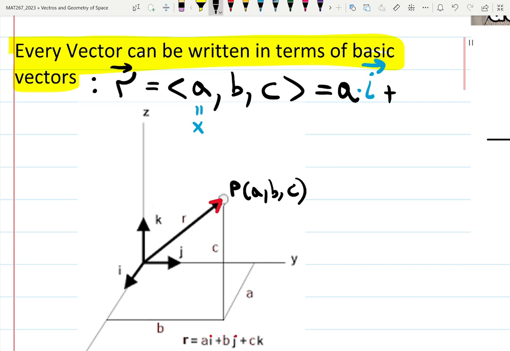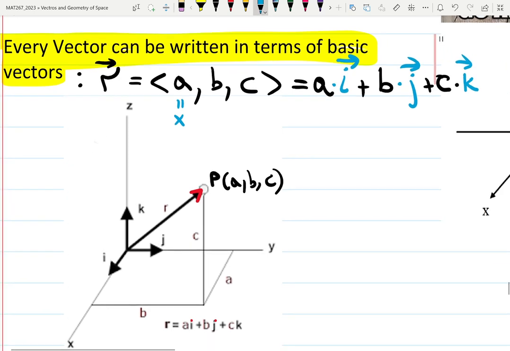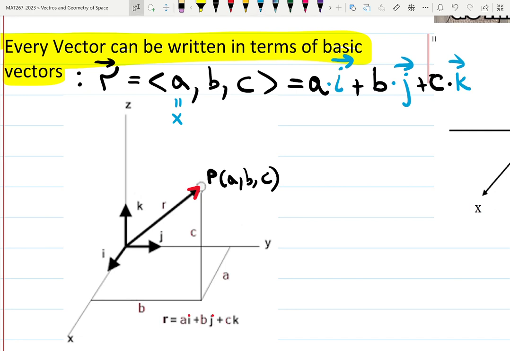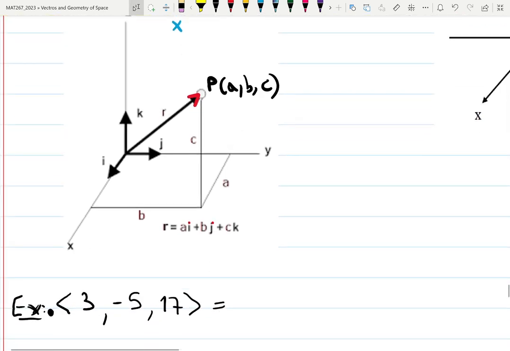Same with B. B is scaling up or down. Up and down means bigger or smaller. Let's not use this terminology in English. It's confusing. It's scaling the coordinates on the y-axis. So we're going to write it down as J. And then C is a constant that is scaling on the z-axis. So we're going to be using K here. Every vector can be written as IJK.